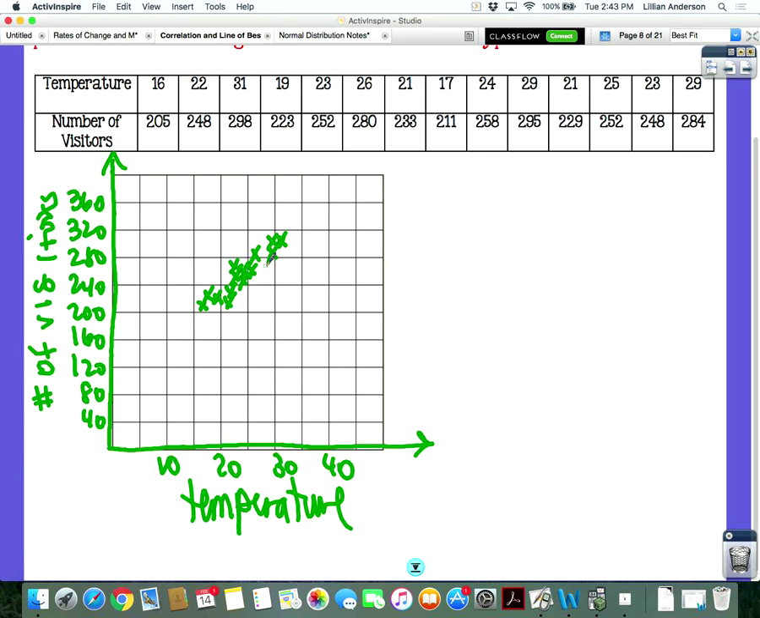Can we both agree that our data look linear? Yes, definitely. And then what else did you say? Strong. I would definitely say it's strong. Question: do we have to start our graph on the y-axis? I started it at 200.